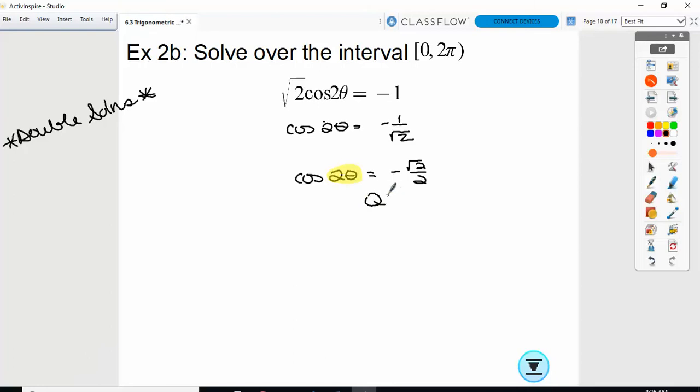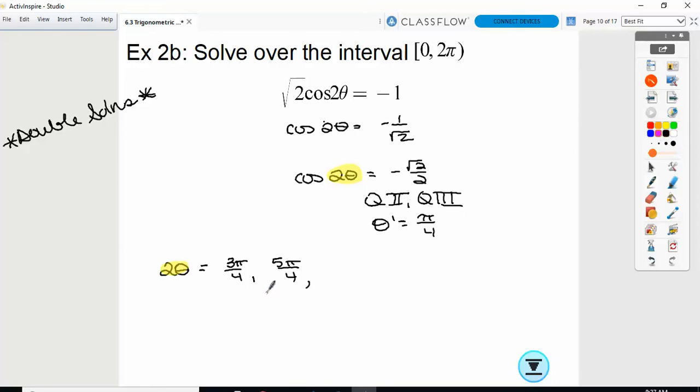Okay, so now let's keep solving like normal. Quadrant. When is cosine negative? Reference angle. When is cosine radical 2 over 2? Which in radians is pi over 4. So that means my angle, 2 theta, could equal, in quadrant 2, that would be 3 pi over 4, and in quadrant 3, 5 pi over 4.